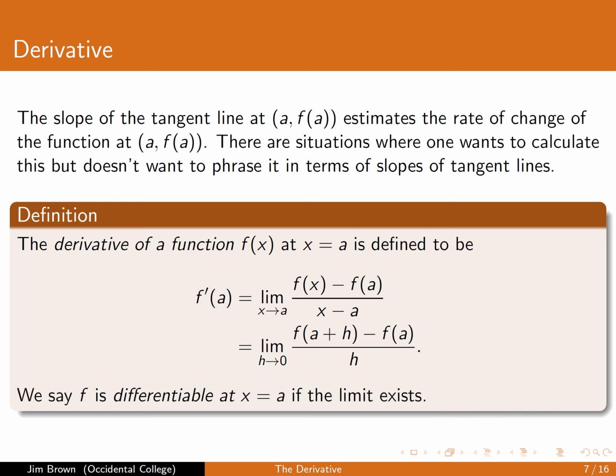So the derivative at x equals a is the limit as x goes to a of f of x minus f of a over x minus a. Or equivalently, we can phrase it as the limit as h goes to 0 of f of a plus h minus f of a over h. And notice the notation for this is f prime of a. So we put a prime on the f to denote the derivative. And we say the function is differentiable at x equals a if this limit exists.